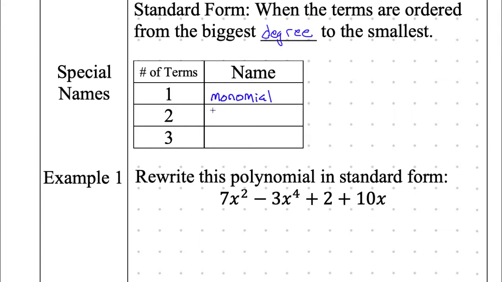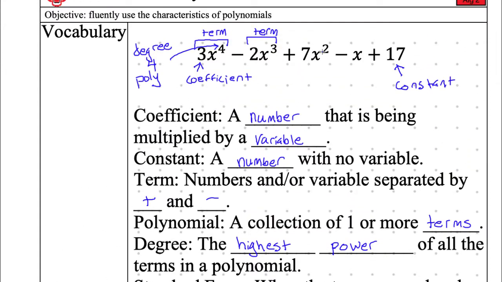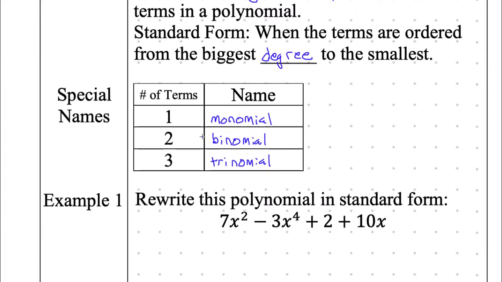If I have two terms, that is a binomial. And you can already guess this one. This is going to be a trinomial. And again, terms are the segments. So this had 1, 2, 3, 4, 5 terms. So there's no word that describes 5 terms.